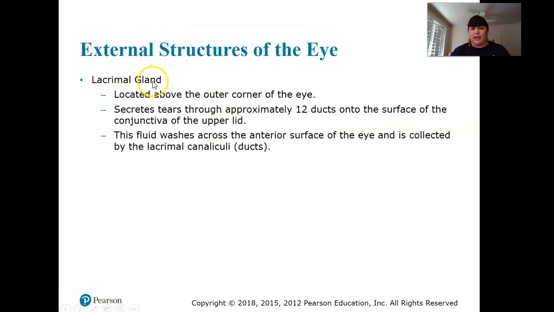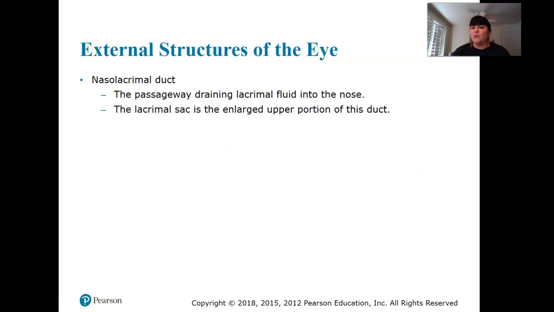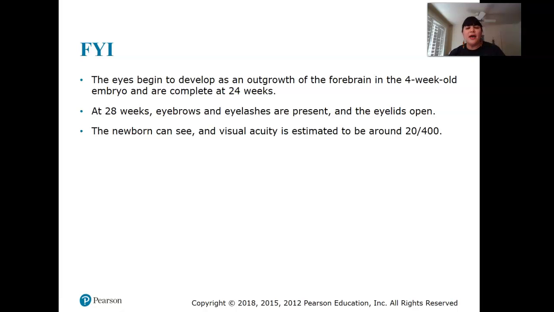So a lacrimal gland, right, located above the outer eye, secretes tears, approximately 12 ducts. This fluid washes across the anterior surface, collected by the lacrimal ducts. Canaliculi, those are the ducts, lacrimal sac, yeah. Nasal lacrimal duct. Okay. FYI, talking about eye growth, how can newborns see? Newborns don't see very well at all, and usually black and white much better than colored vision.